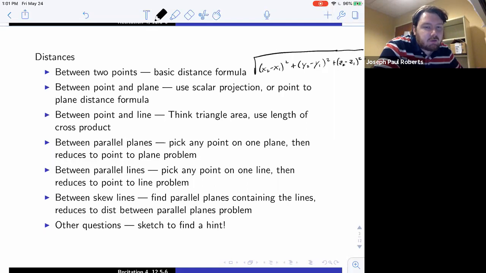So the other types of distances we're talking about are between a point and a plane, between a point and a line, between parallel planes, between parallel lines, between skew lines. And then I just want to go over a couple other distance questions that aren't fitting into any of these categories, but yeah, let's take a look.